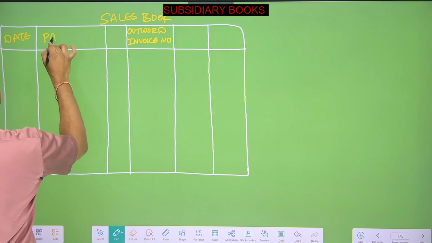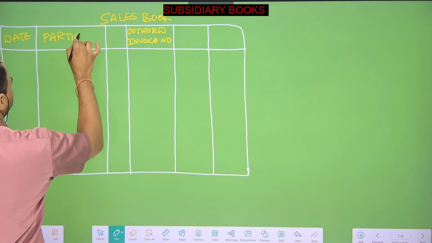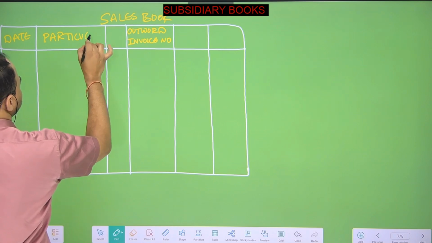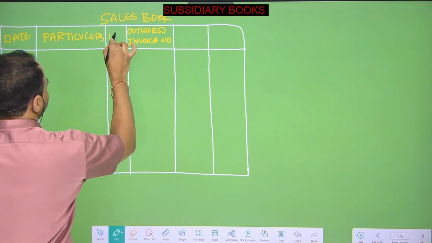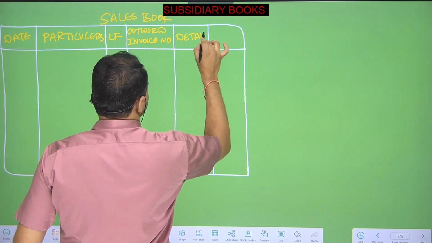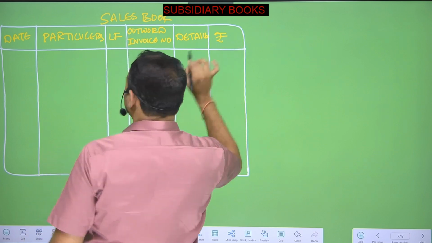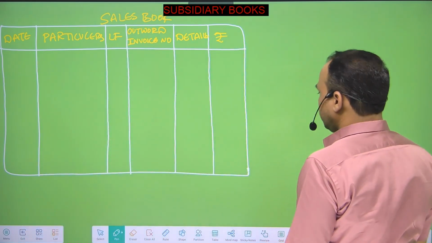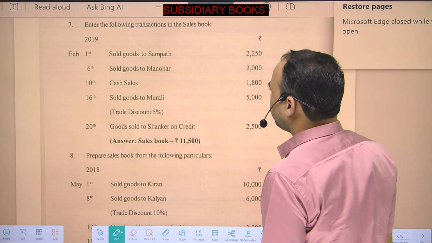Date, particulars, LF number, details, and rupees. Okay, now similarly, now see the question.